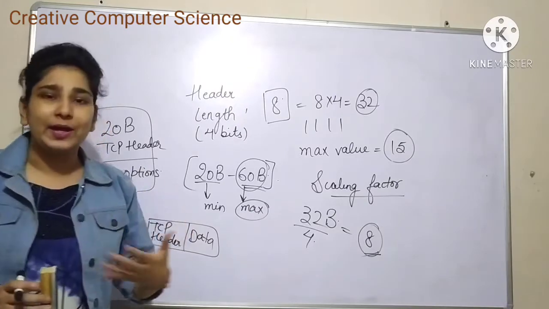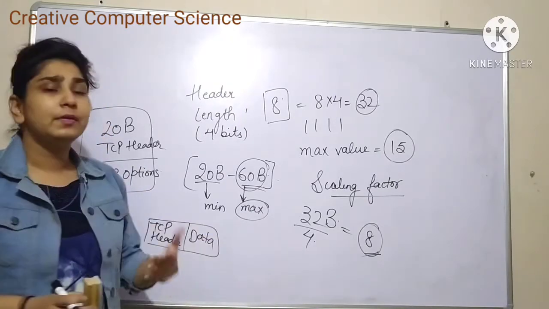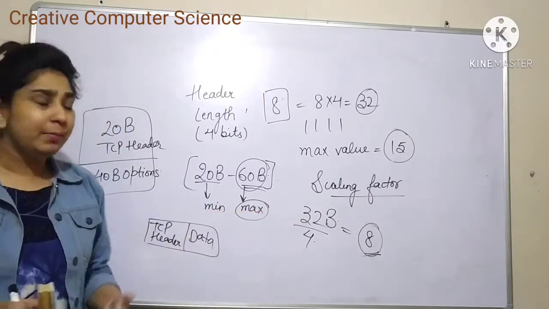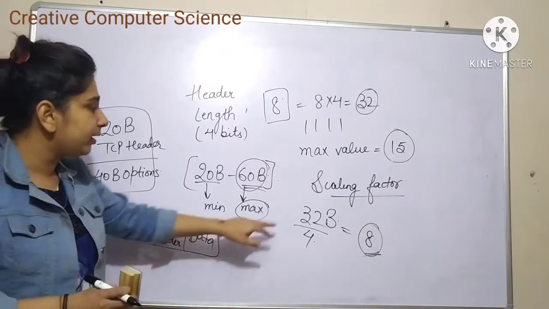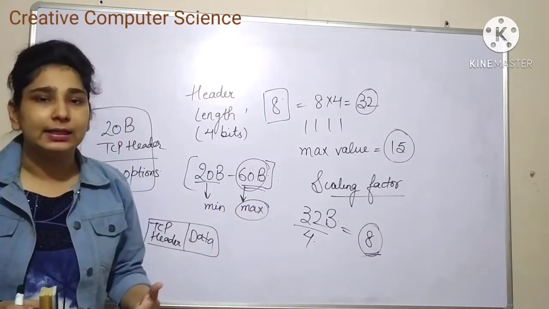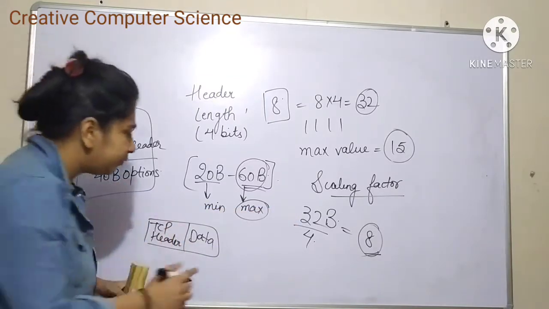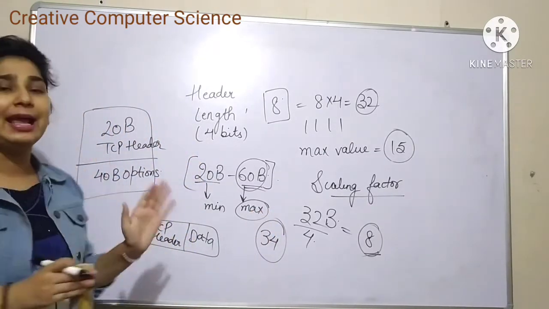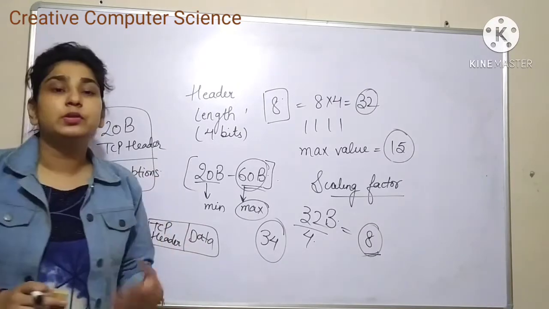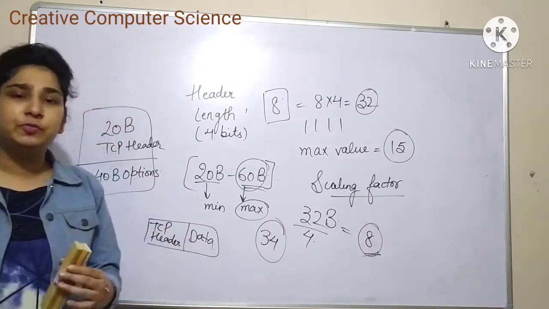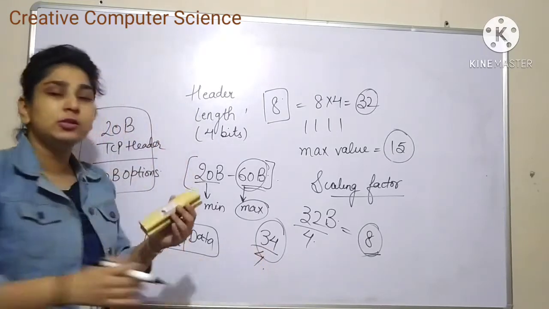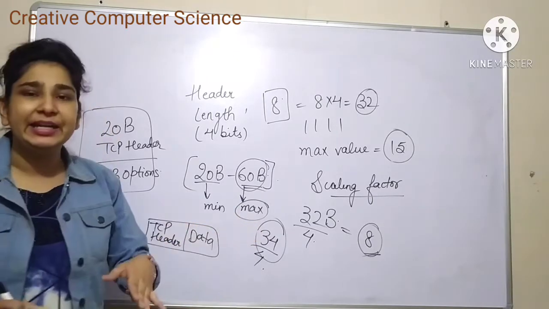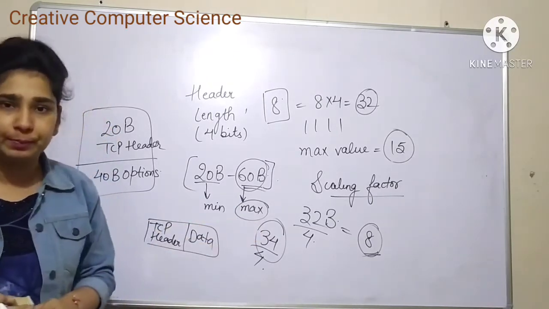Okay. So the next question is, this is 32 bytes of data, but it is not that you will always have 32 bytes of data. Let's suppose you have 34 bytes of data. Okay, the total length of the header is actually 34 bytes. So even if you divide 34 by 4, it is not completely divisible by 4.